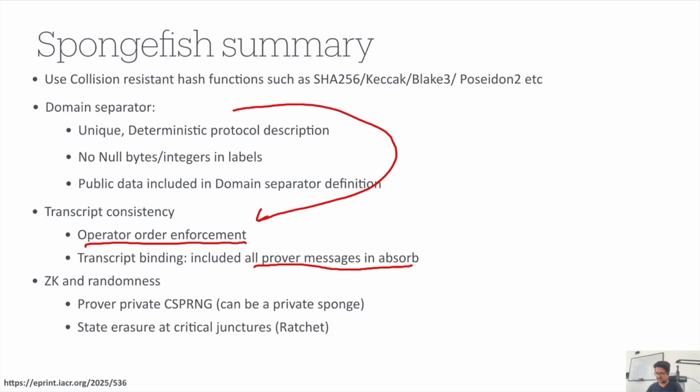The other important thing is that whenever there is a need for ZK, or zero knowledge, then the prover needs to maintain a private pseudorandom number generator, which can be kept in sync with the protocol, but this is something that the verifier would not be able to access. If there is a protocol that needs state erasure at critical junctures, the ratchet operation can be used. And in particular, prover state is kept non-clonable because you don't want to reveal the sponge private state. So this can prevent accidental leakage of private randomness and so on. So we don't want that.